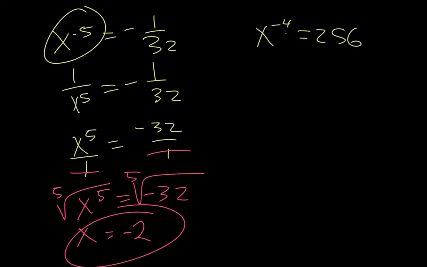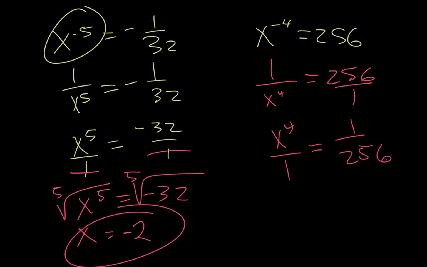Okay? This one, similar idea. We need to flip this upside down because of the negative exponent. Now we need to flip both sides of the equation, so we're going to think of this like it's over 1. And so we get x to the 4th over 1, and then 1 over 256. The 1 on this side is redundant, this one's not though. So we can say x to the 4th equals 1 over 256.